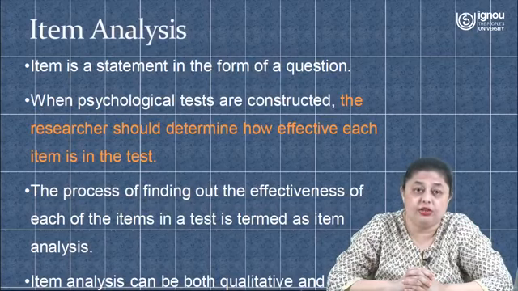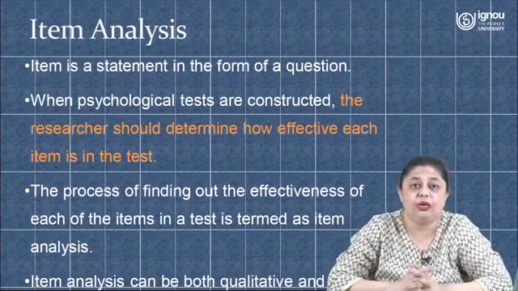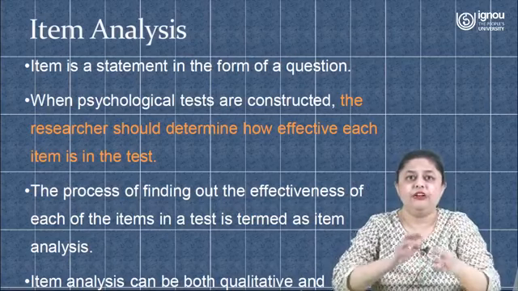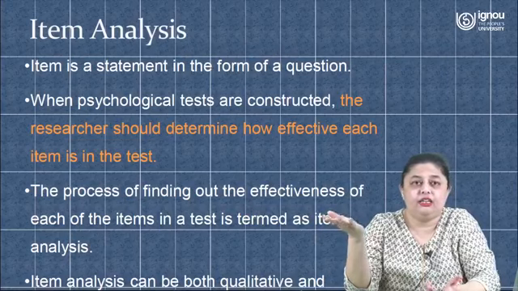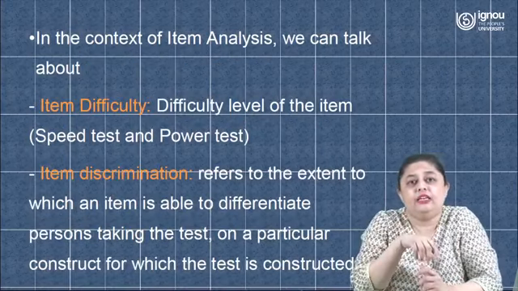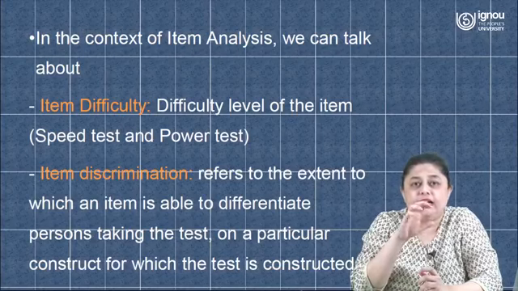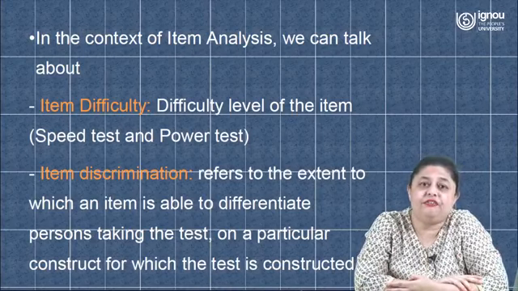It can be carried out in those terms also, and your validity and reliability definitely will depend on the way you carry out your item analysis, because if the items are not correctly put in a psychological test, then definitely the test will not be valid or reliable. When we talk about item analysis, there are three main important things that we should focus on. First is item difficulty. That is the difficulty level of the item, and this is again relevant.